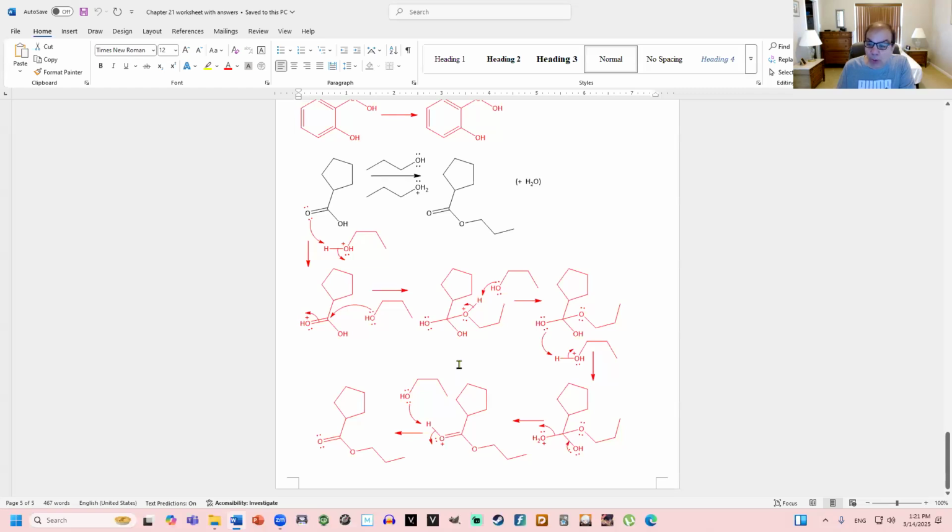So these are both very typical nucleophilic acyl substitution reactions with mechanisms that are worth your studying. And that's about it. With that, we're done with this worksheet.